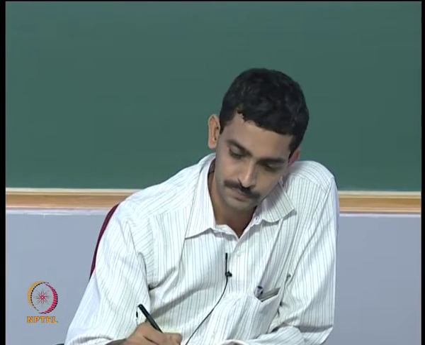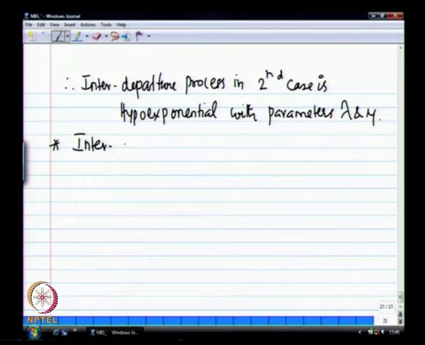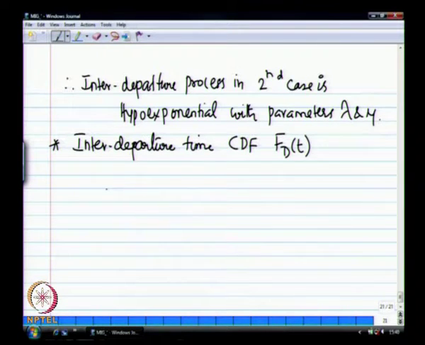So the interdeparture time CDF, we will call that FD of t, is given by rho into 1 minus... okay. So this is the first part, right, 1 minus e power minus mu t.